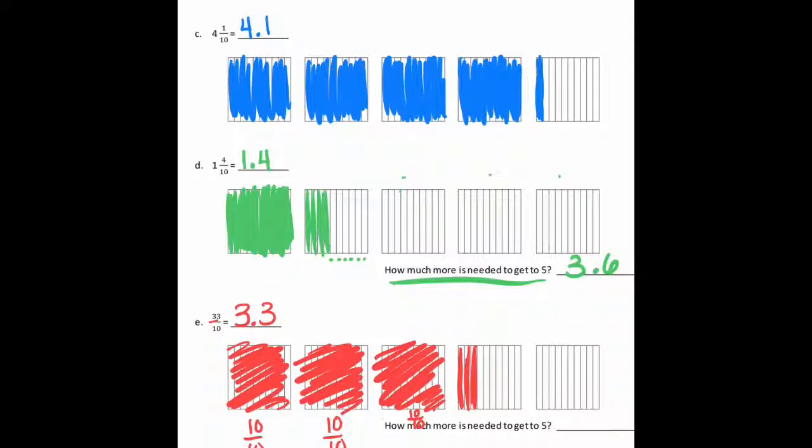And it also asks me how much more I need to get to 5, where it looks like I have 1 whole that's not filled in and 7 tenths of another that needs to be filled in. So it'd be 1.7 till I reach 5.